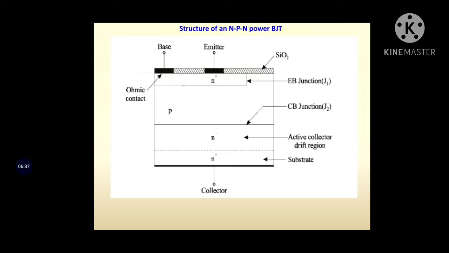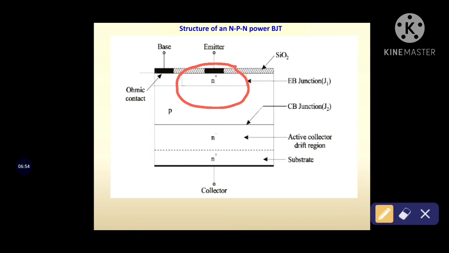Here you can see the structure of an NPN power BJT, and here you can see the three terminals, base, emitter and collector, and you can also see the four layers. As you can see, this is the top layer, the N plus region, which is the emitter region. The second layer is the base region, then the N minus region, which is the collector drift region, and the N plus region, which is the substrate or the bottom layer, is the collector region. Okay.